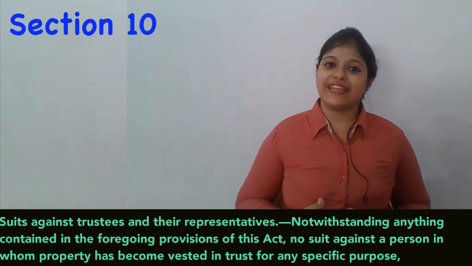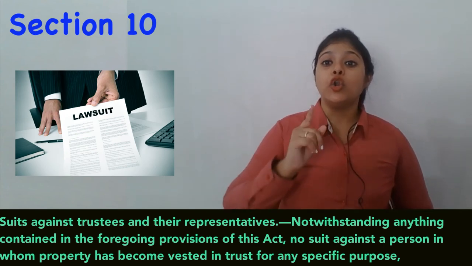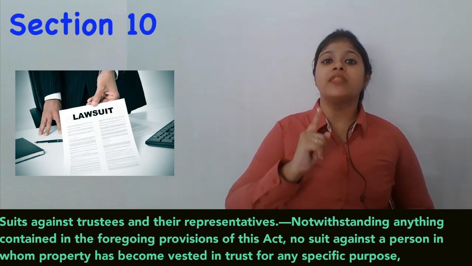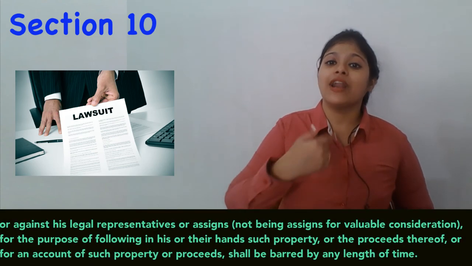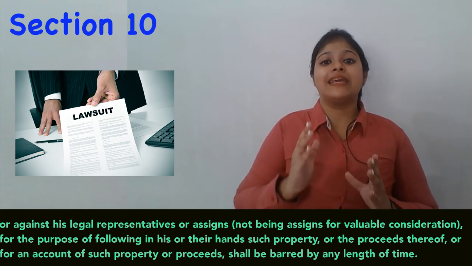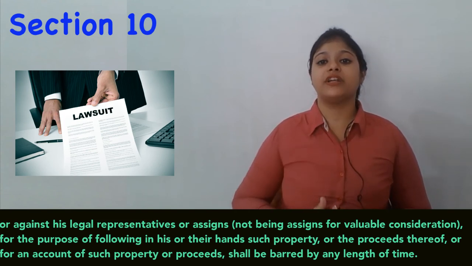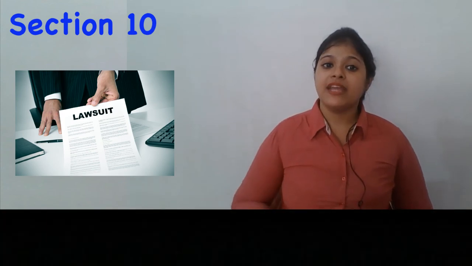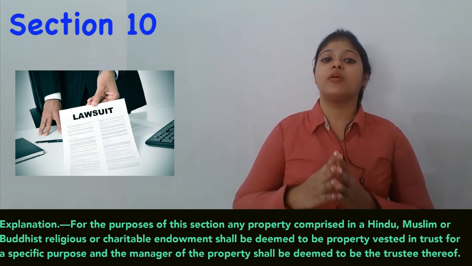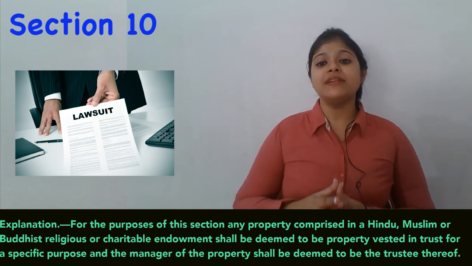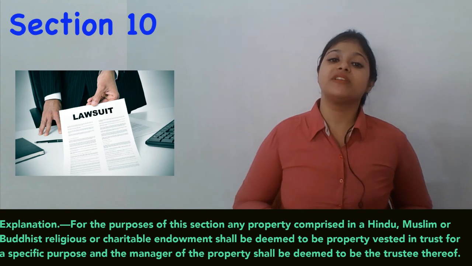The next section is section 10, which lays down that notwithstanding anything contained in the foregoing provisions of the Act, no suit against a person in whom the property has been vested in trust for a specified purpose, or against the legal representative or assignee, for the purpose of following in his or their hands such property or proceeds thereof, or for an account of such property or proceeds, shall be barred by the length of time. As an explanation, for the purposes of this section, any property which is comprised in a Hindu, Muslim or Buddhist religious or charitable endowment shall be deemed to be property vested in trust for a specific purpose, and the manager of the property shall be deemed to be the trustee thereof.